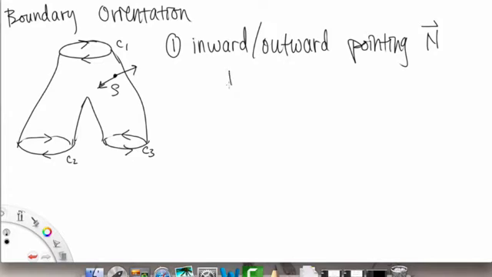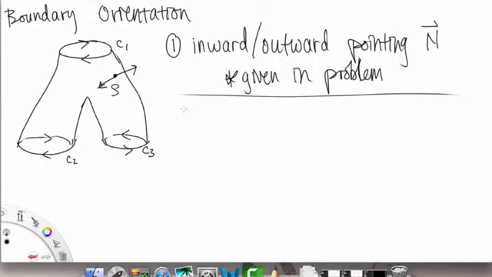This will be given to you in the problem, so you don't have to worry about that. You just have to take that into consideration when you're determining the orientation and the curve's directions. So that's the first part. You just have to keep that in mind.